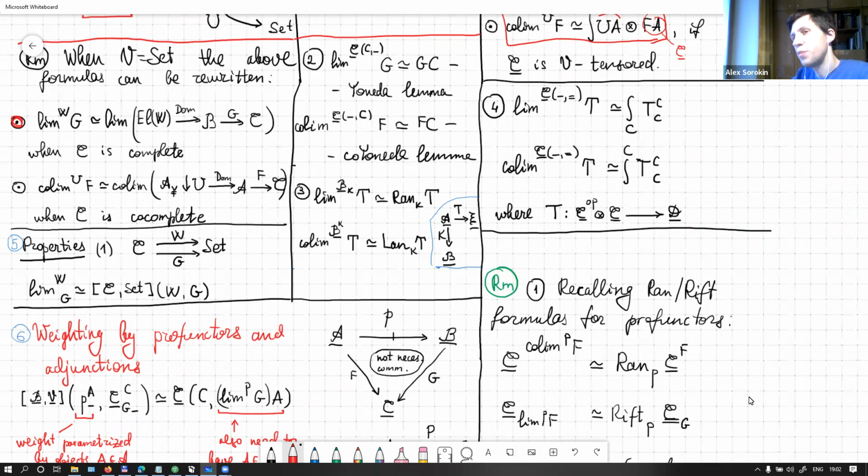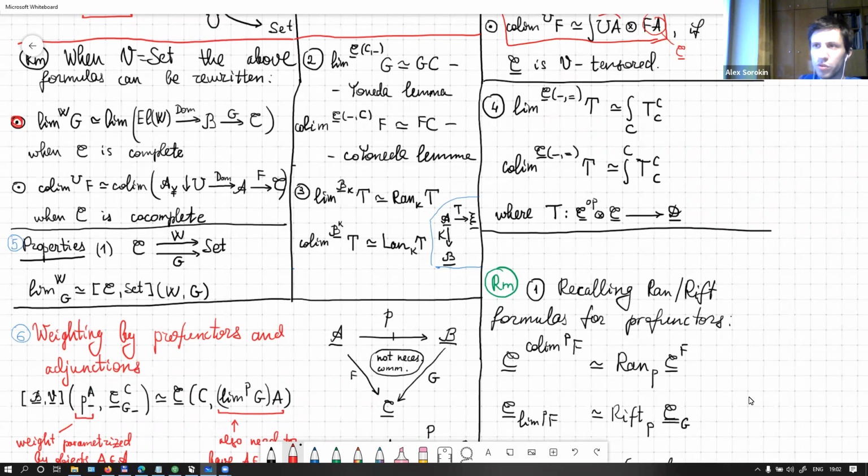And this formula works when C is complete. If C is complete, then we have this cotensoring property, and also limits exist and so on. So when C is complete, we can compute this way. If C is co-complete, we can compute colimits also in the mentioned way.